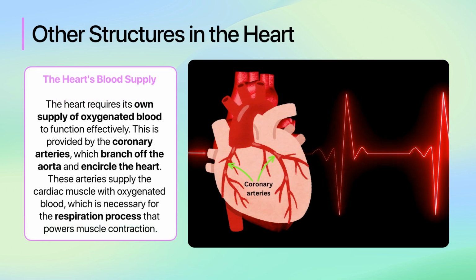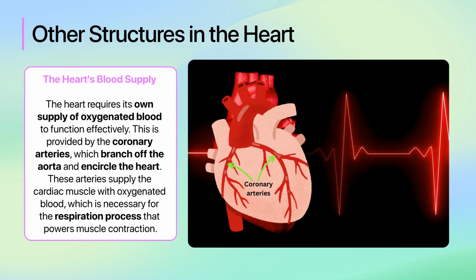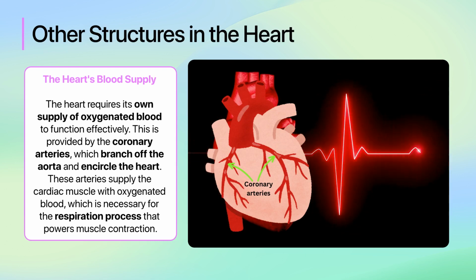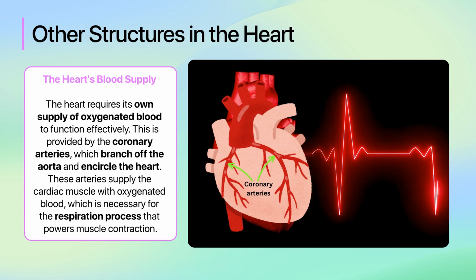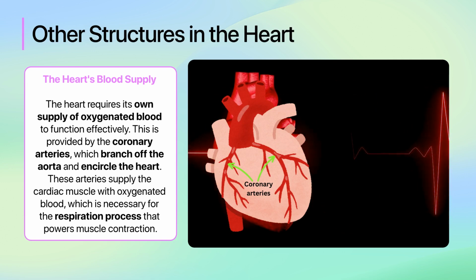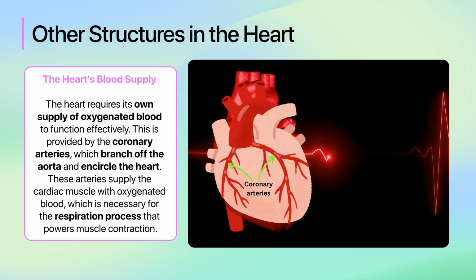Interestingly, the heart requires its own supply of oxygenated blood to function effectively. This is provided by the coronary arteries, which branch off the aorta and encircle the heart. These arteries supply the cardiac muscle with oxygenated blood, which is necessary for the respiration process that powers muscle contraction.